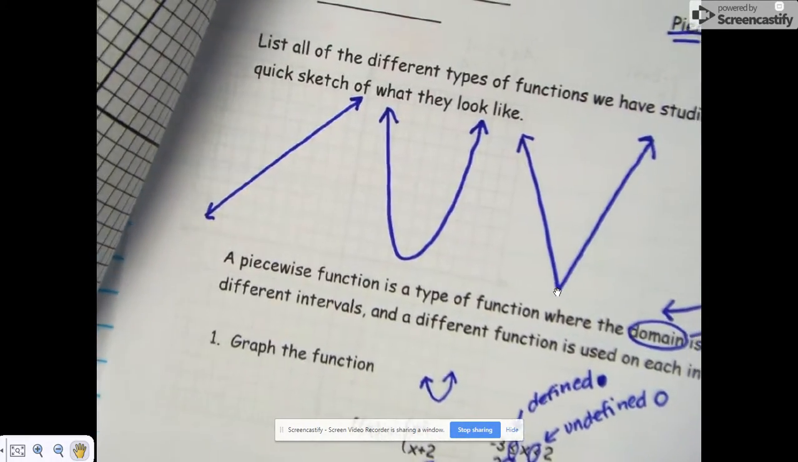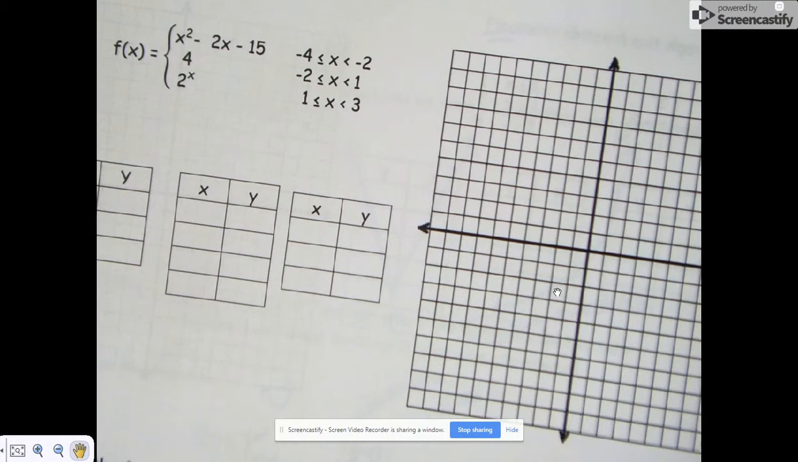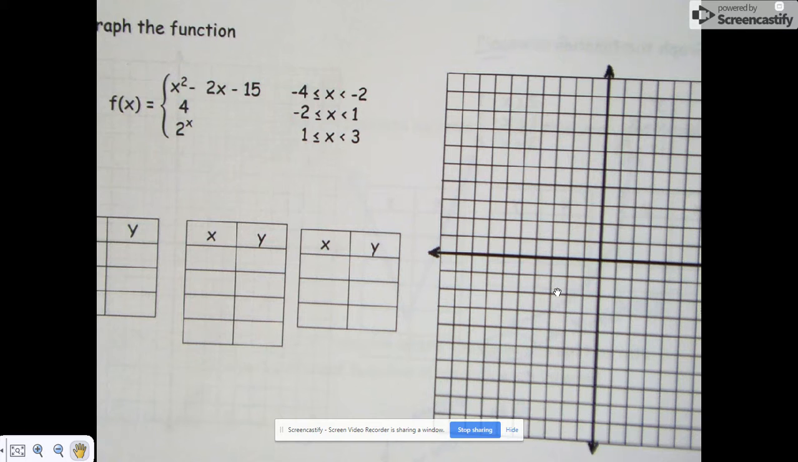You might encounter some lines, some quadratics, exponential. And so that's why we had to talk about all of those first in order to do these types of functions here. If you have any questions, you can ask the sub, or I'll see you tomorrow.